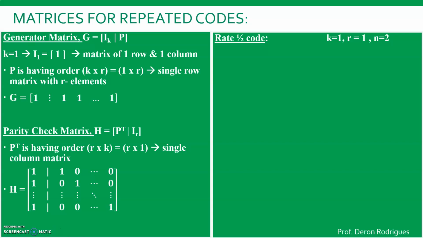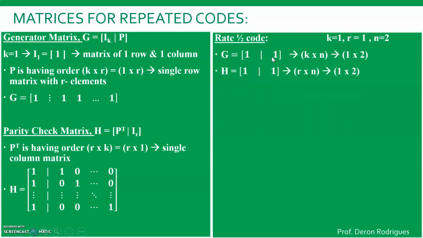So for the half code, we have k is equal to 1, r is equal to 1, n is equal to 2. So this is Ik, this is P, but since r is equal to 1, there is only one element. Similarly, H is also of the same form. This is P transpose. Transpose of 1 is 1 itself, and this is Ir, which is the identity matrix of order 1.